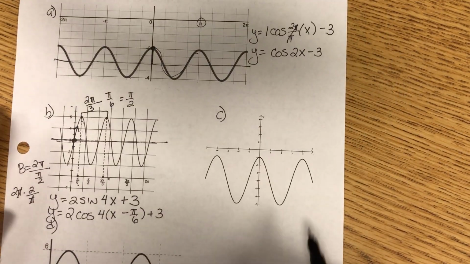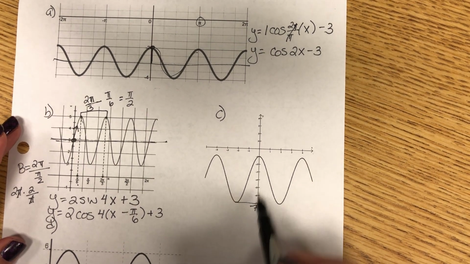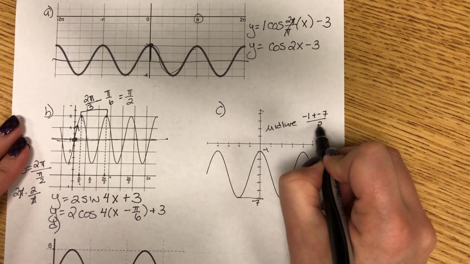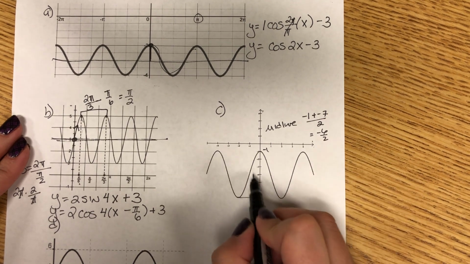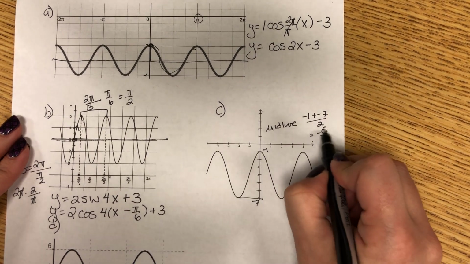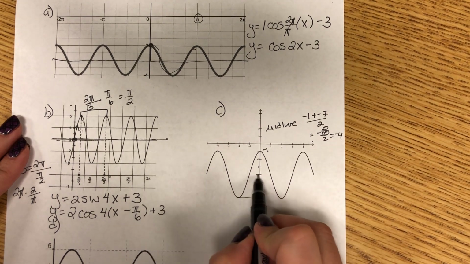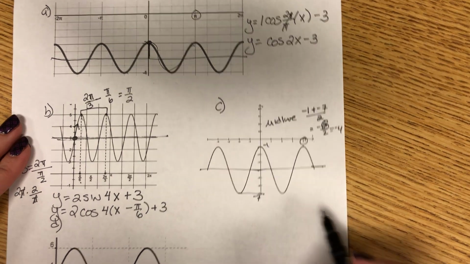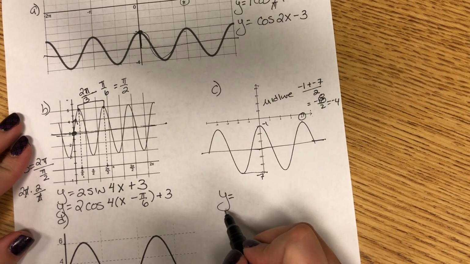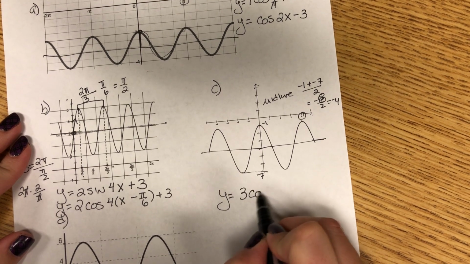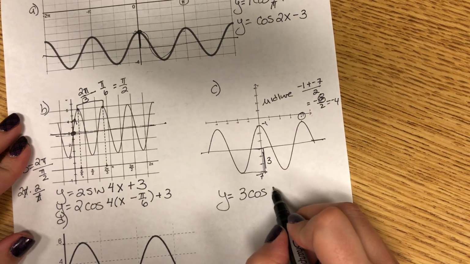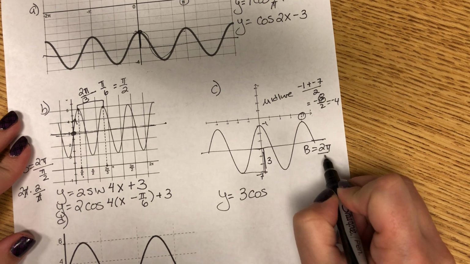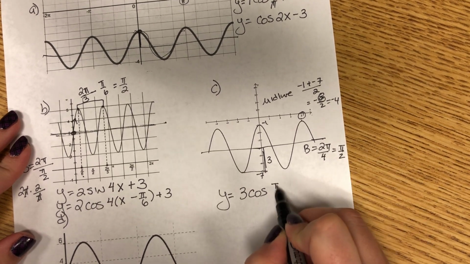All right, C, wow, those numbers are tiny. We go from -7 to -1. So the midline is at -4. The period goes over here to 4. So I'm going to pick a cosine graph. Here's the amplitude of 3. The period is 4, so the b value is 2 pi over 4, which is pi over 2.